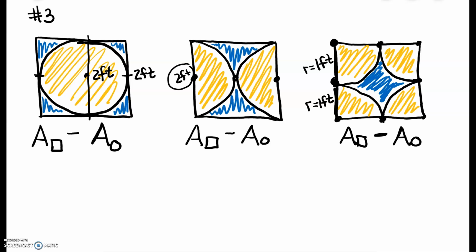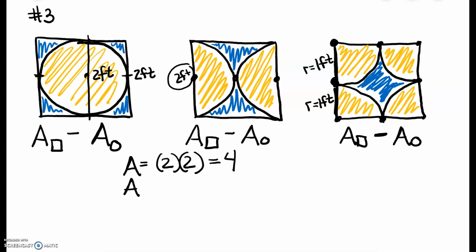So let's find the area of the square first. Well, I know in the first example, the area of a square is just 2 times 2. It's height times base, and all the sides are the same. So it's 2 times 2, so I get 4.